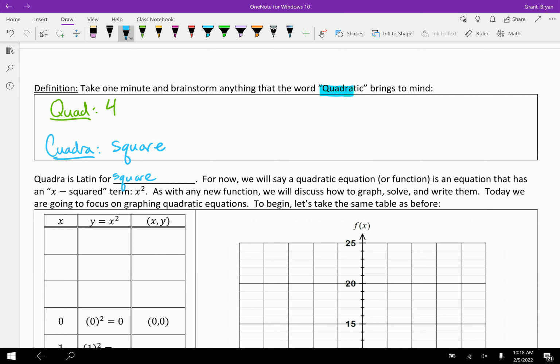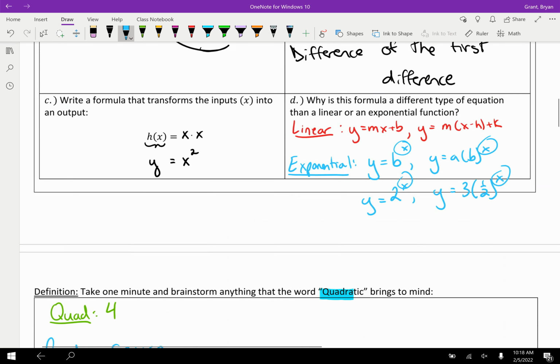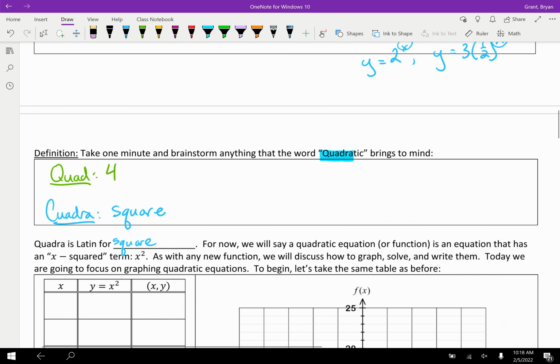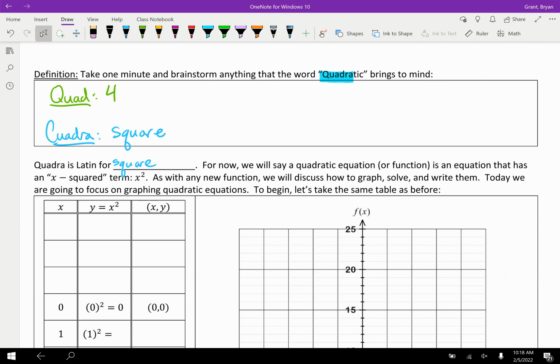And that's very important because for now, and we'll expand on this over the next couple lessons, so in the comments, don't tear me to shreds, we're going to say a quadratic equation, or function, just like on the previous page, is an equation that has an x squared term. Basically, there is a square attached to x. Quadra, square, kind of makes sense.